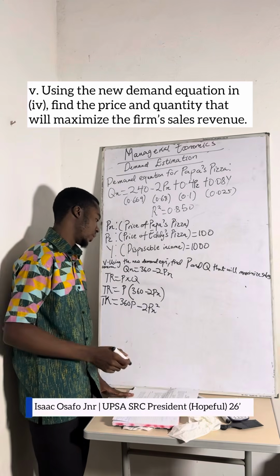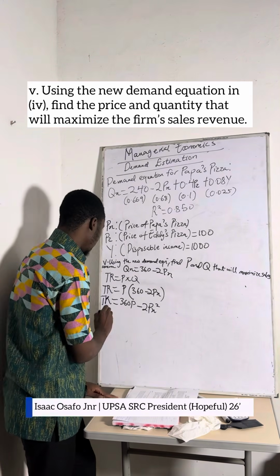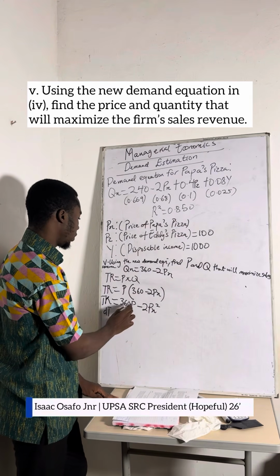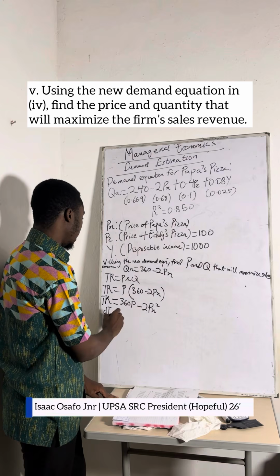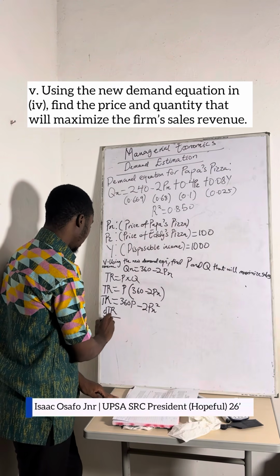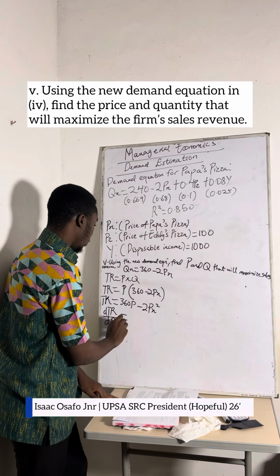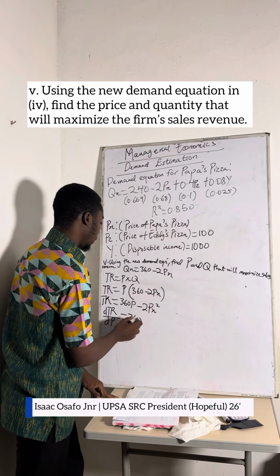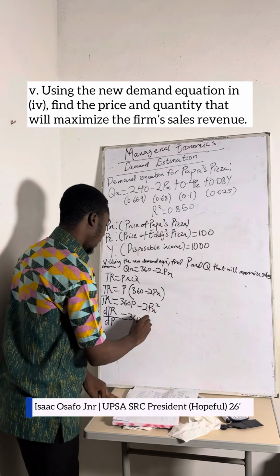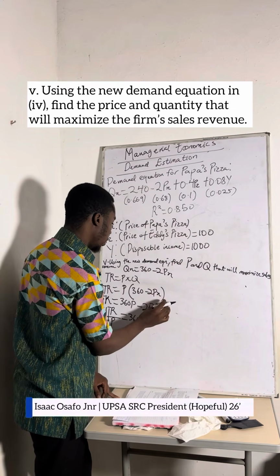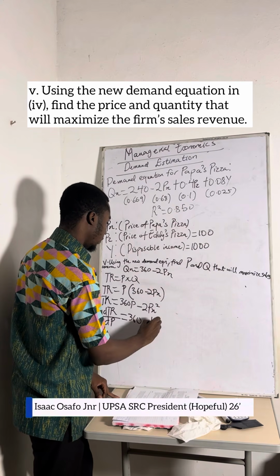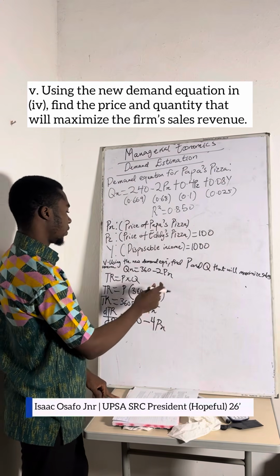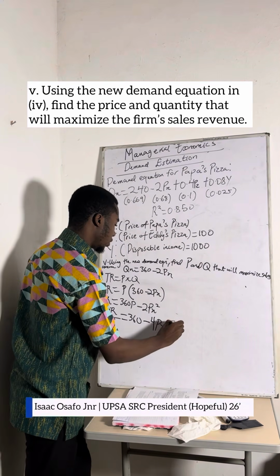Then after you equate it to 0, we are going to differentiate this particular equation. When we differentiate TR, which is equal to 360p minus 2px squared, we should get dTR over dP. Differentiating 360p gives only 360 with respect to P, so the P will vanish. Then for minus 2px squared, the 2 will multiply negative 2, and you get negative 4px. The 2 reduces by 1, so px exponent 1 is the same thing. Then now you equate it to 0.